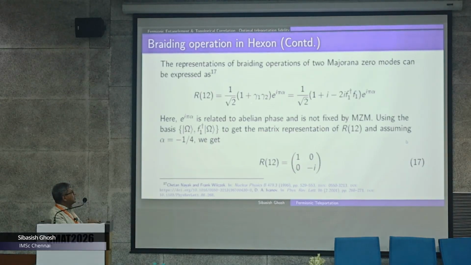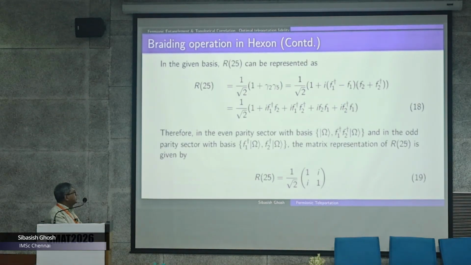Now you can take these braiding operators. The braiding operator will look like this for R12, braiding gamma 1 and gamma 2, and with respect to that basis, you can write down this braiding operator in matrix form. Similarly, you can look at the braiding between gamma 2 and gamma 5, which has this form and this matrix form. Again, you write it using these fermionic basis states.